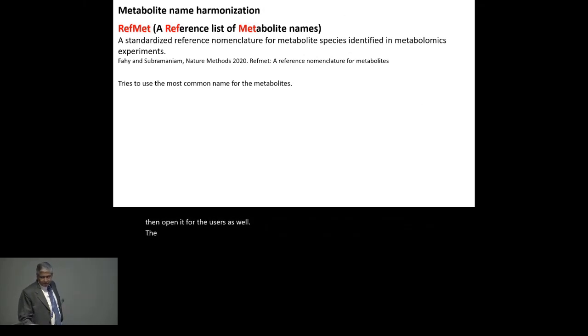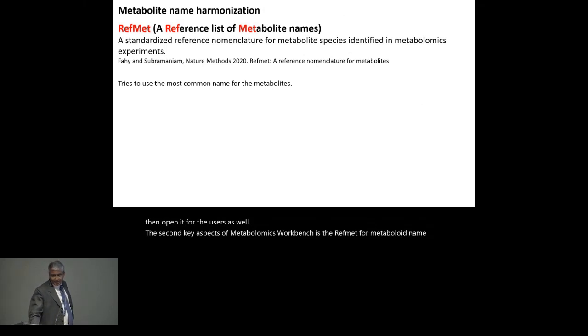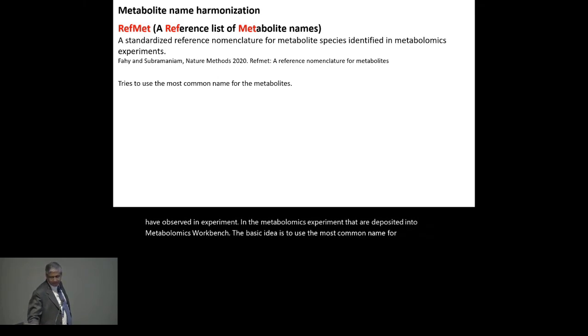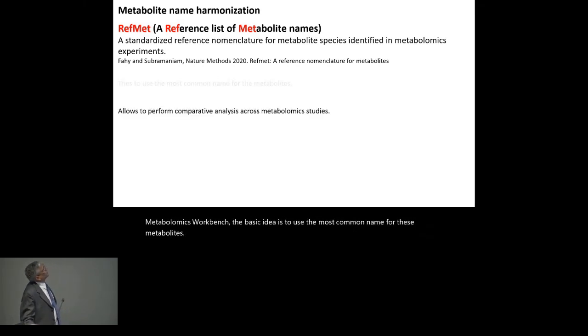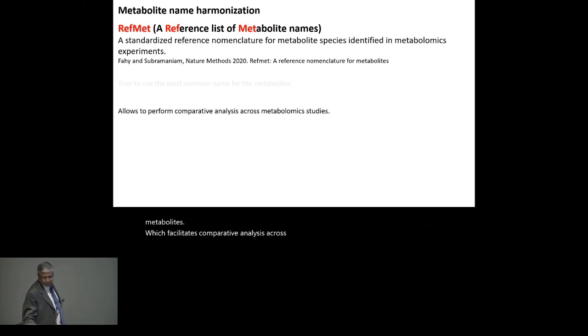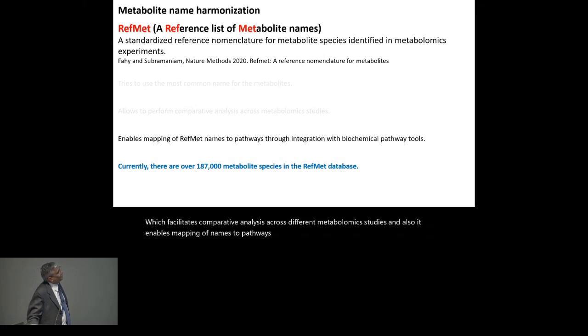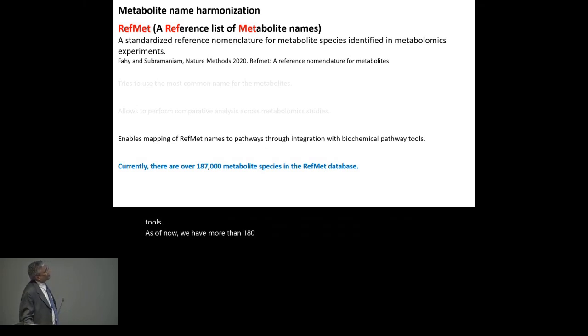The second key aspect of Metabolomics Workbench is RefMet for metabolite name harmonization. RefMet is a standard reference nomenclature for the metabolites that we have observed in the metabolomics experiments that are deposited into Metabolomics Workbench. The basic idea is to use the most common name for these metabolites, which facilitates comparative analysis across different metabolomics studies, and also enables mapping of RefMet names to pathways through integration with the biochemical pathway tools. As of now, we have more than 187 unique metabolite species in the RefMet database.